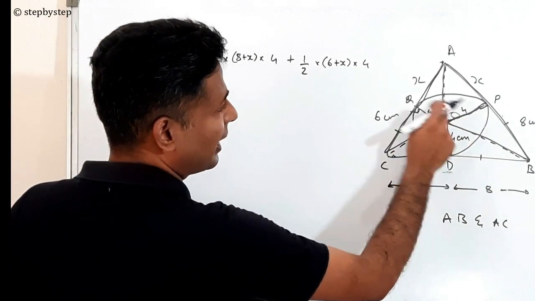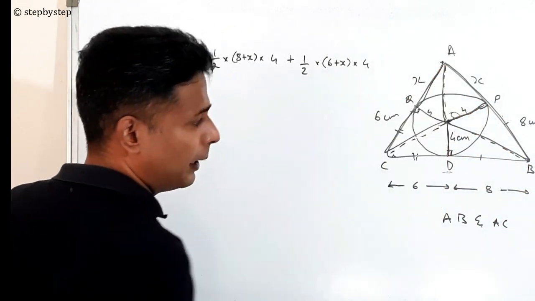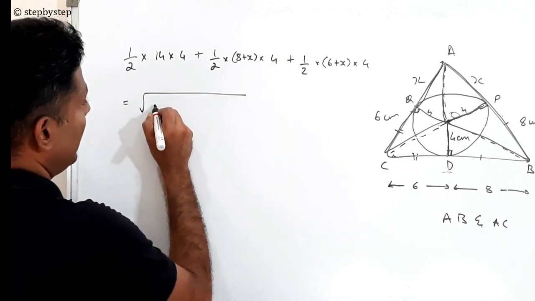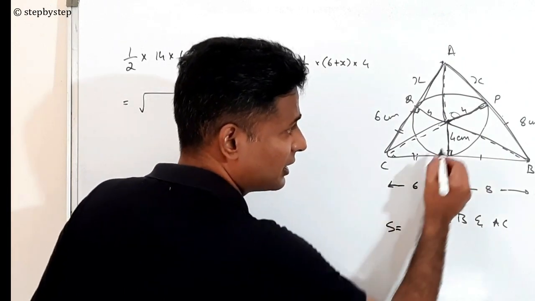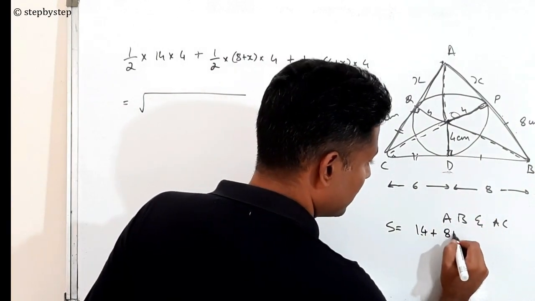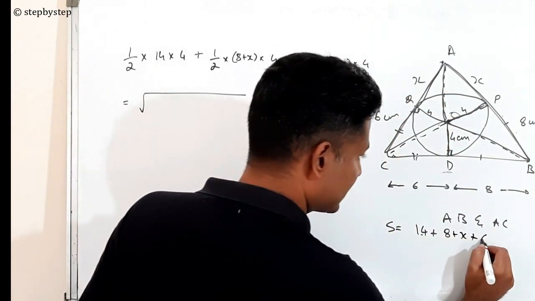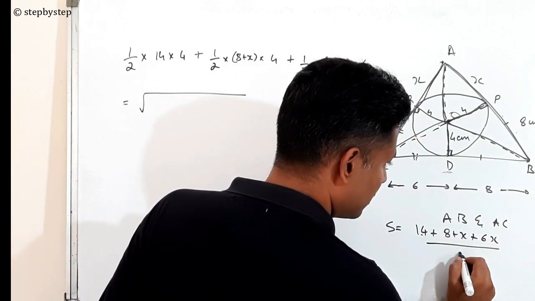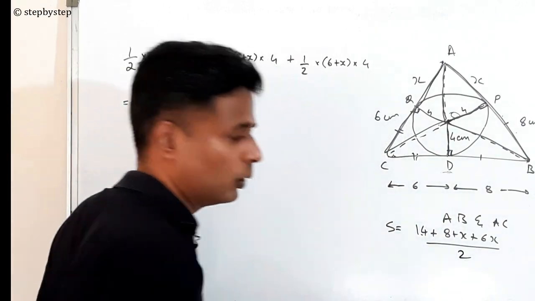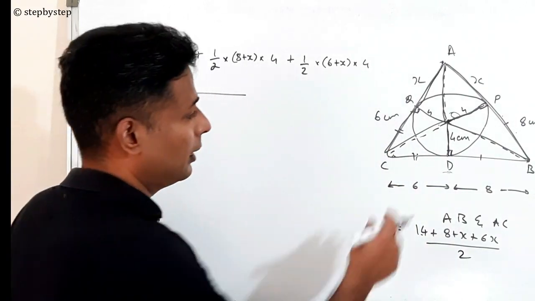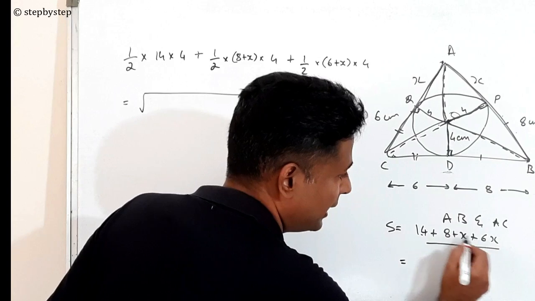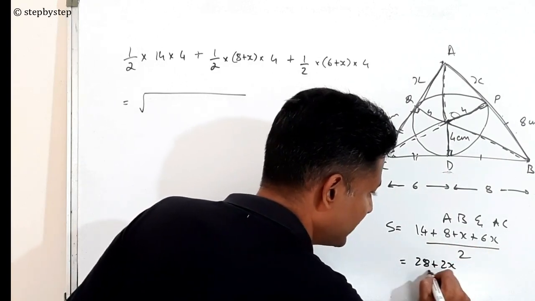The area of this triangle plus this triangle plus this triangle is the area of triangle ABC. Now using Heron's formula, what do we get? Heron's formula is root of S, but what is S? It is the sum of the three sides divided by 2. So S is (14 plus 8 plus x plus 6 plus x) by 2. That is how we find the value of S. So we have 14 plus 6, 20, 20 plus 8, 28 plus 2x, by 2.